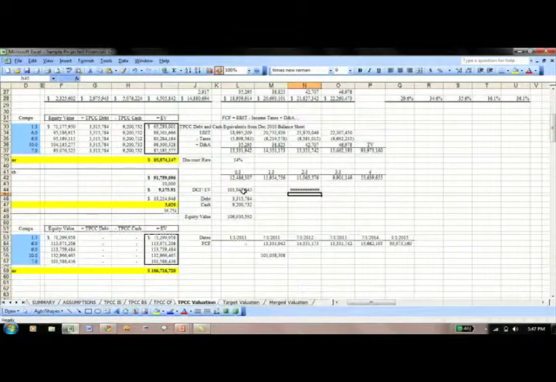Now it gives it to me in a format that is not very nice, so I'm going to use my format painter and do that. And 91.3 million is what Excel says the NPV value is of these cash flows at a discount rate of 14%. So now, why is that different from the 101 million that we calculated here?